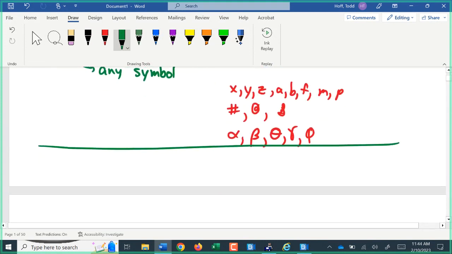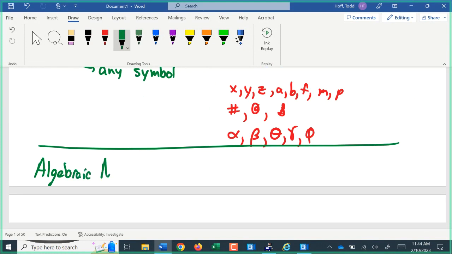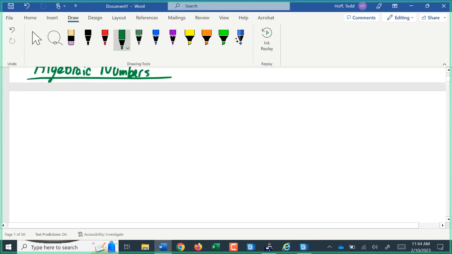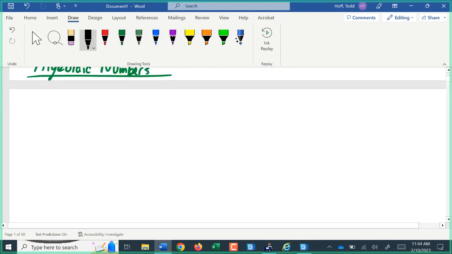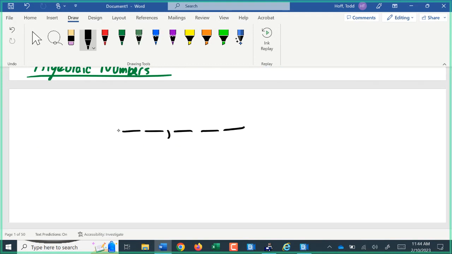So let's talk about algebraic numbers. Little review from our number systems. We had the place values of our whole numbers. This was the ones place, or 10 to the 0, we now know. Tens place, or 10 to the 1. Hundreds, or 10 to the 2. 10 to the third is the 1,000s. 10 to the fourth is the 10,000s. 10 to the fifth. Those place values are powers of 10.